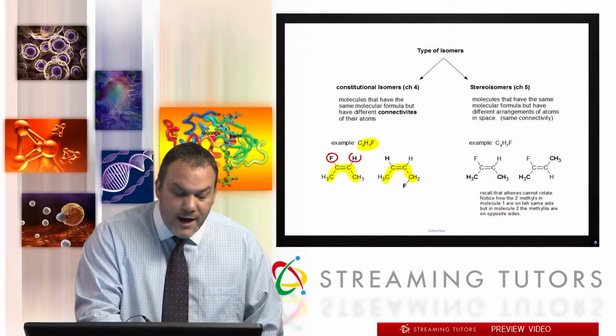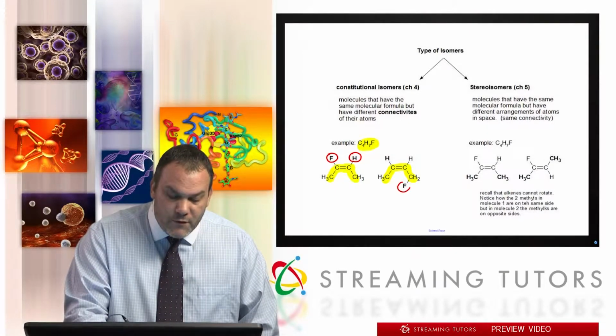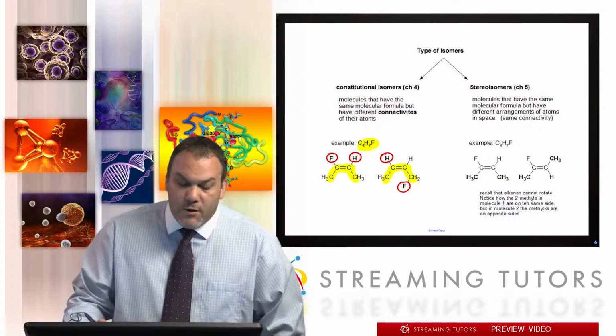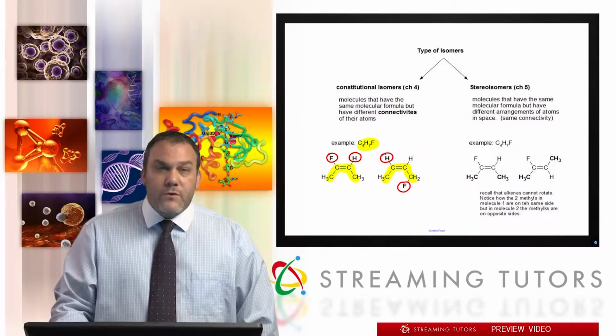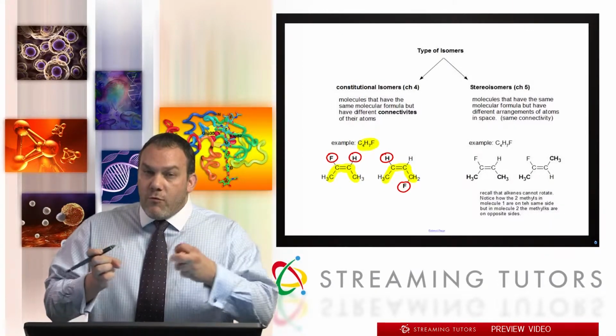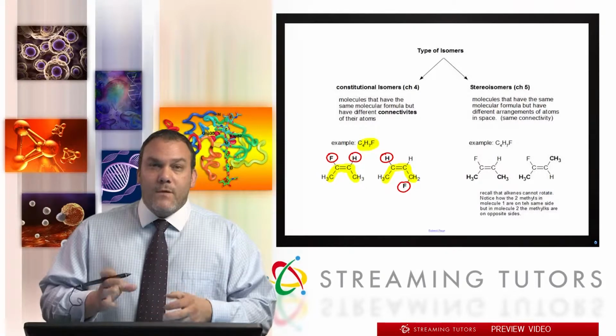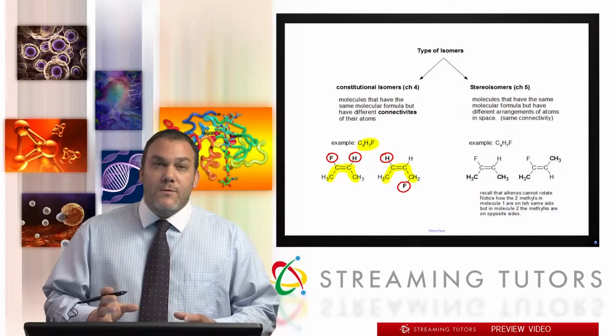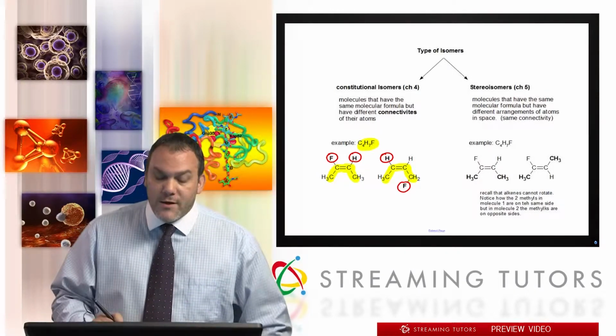This fluorine and this hydrogen, see how we have a fluorine here and let's say a hydrogen here. So we're replacing the position of those two groups. Whenever you reconnect things differently, that is constitutional isomers. Okay? So that's what you need to know for constitutional.